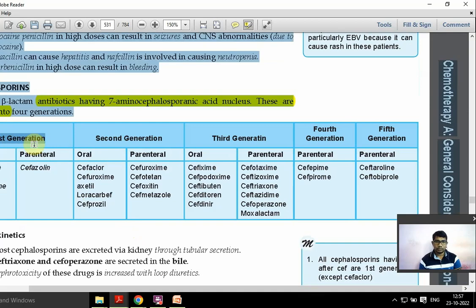First generation oral: cephalexin, cefadroxil, cephradine. These are the oral. Okay. Here you see CEPHA, CEFA. Cefazolin is nothing but parenteral.